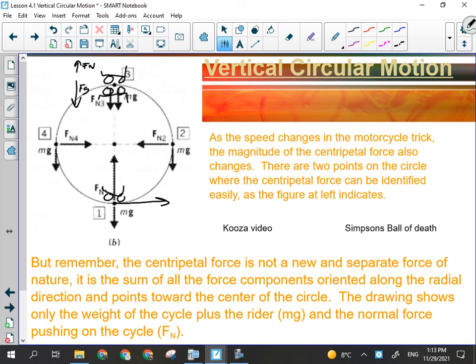So you feel heaviest at the bottom, and you feel lightest at the top. You could also feel weightless on the inside at the top. If you're going just fast enough to stay in the circle, the only force acting would be gravity, and you're essentially a projectile, for an instant, following that arc.